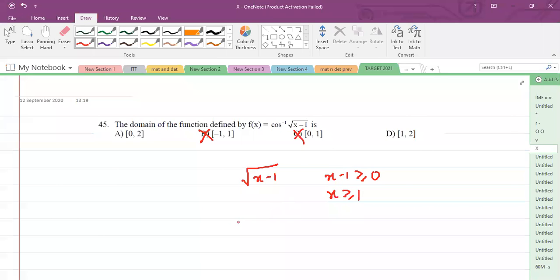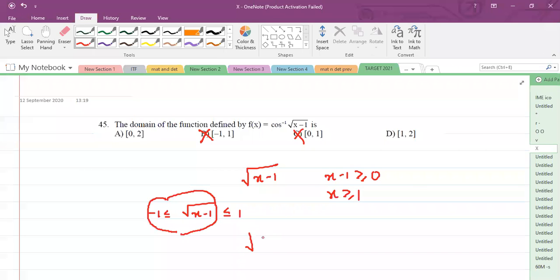And one more concept: the cos inverse function's domain is from -1 to 1. Okay, so -1 less than or equal to root of x minus 1. Whatever may be inside, it should be from -1 to +1. Okay, therefore this square root condition is not necessary, so no need to consider the -1 one, because the square root will already be greater than -1 itself.